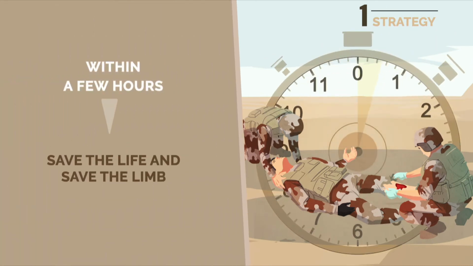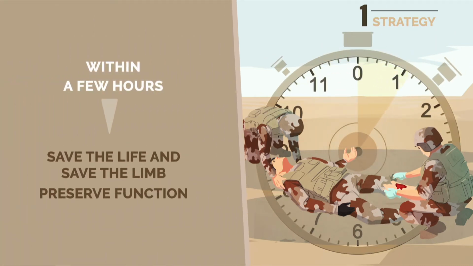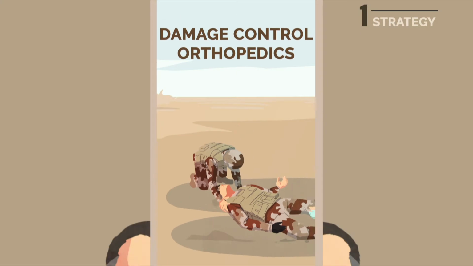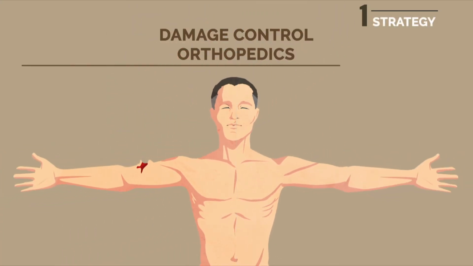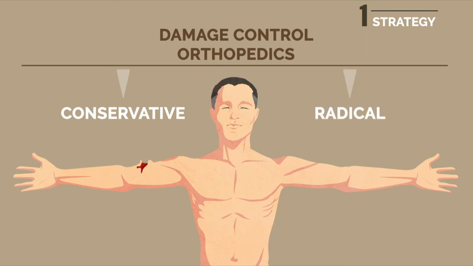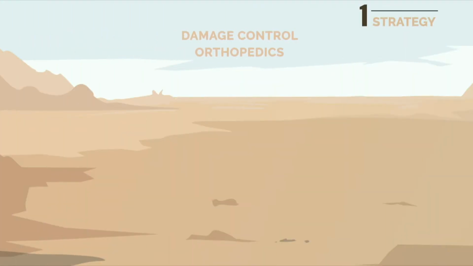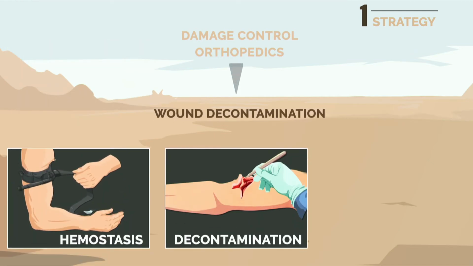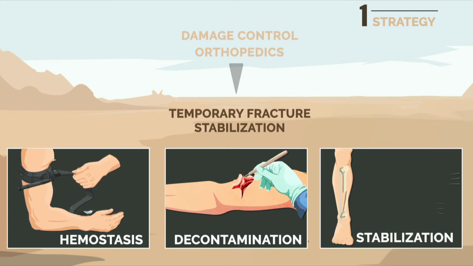In the hours following the injury, the goal is to save the patient's life and preserve function in the wounded limb by applying damage control orthopedics. Depending on the wound's severity, damage control orthopedics will be conservative when the limb can be saved, or radical when emergency amputation is necessary. Damage control orthopedics is based on 3 pillars: controlling bleeding, wound decontamination, and temporarily stabilizing fractures.